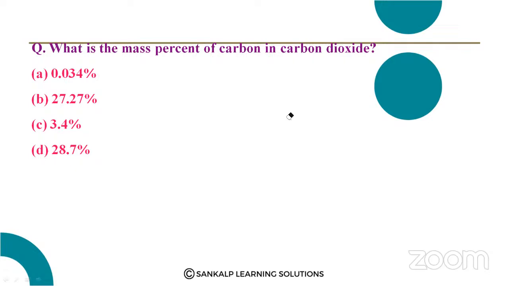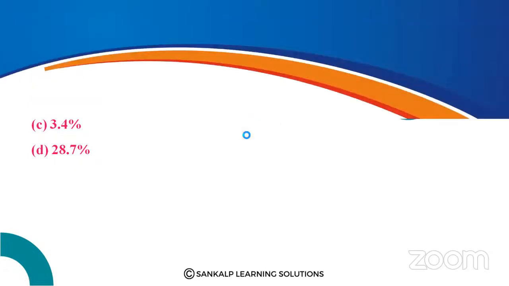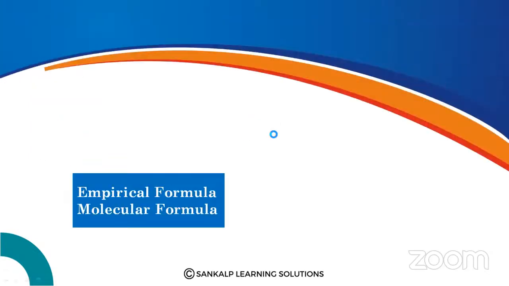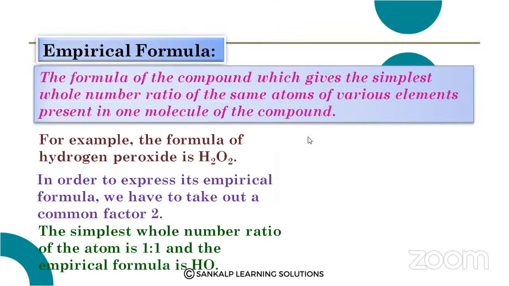So we'll go for the next concept. The next concept is empirical formula and molecular formula. So what is empirical formula? It is a formula of a compound which will give you the simplest whole number ratio of the various elements of a particular molecule of a compound. So this is the empirical formula.